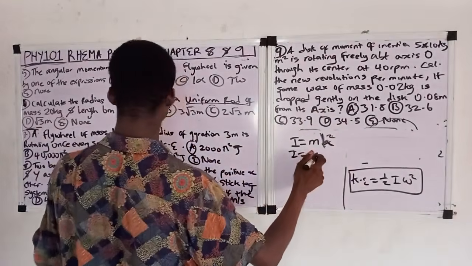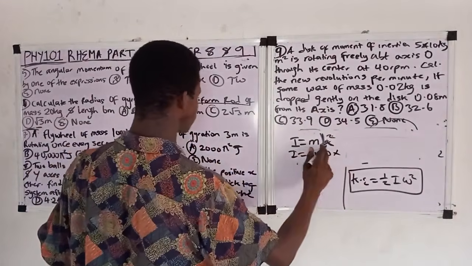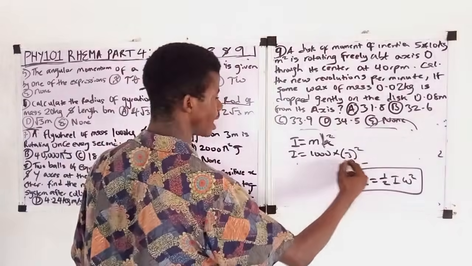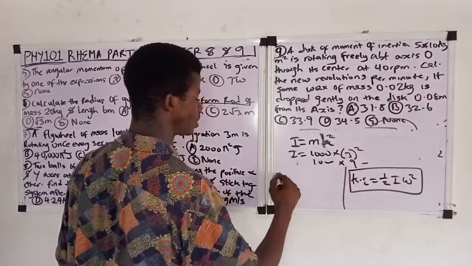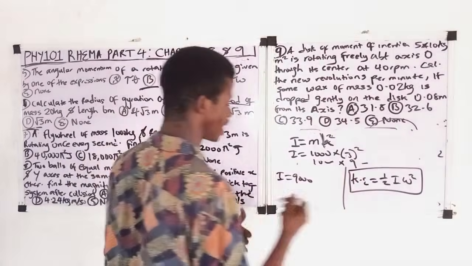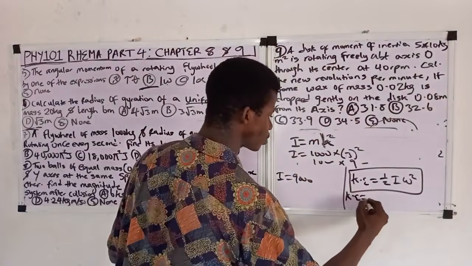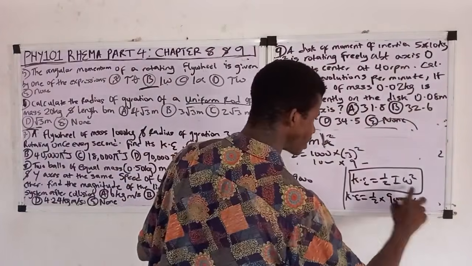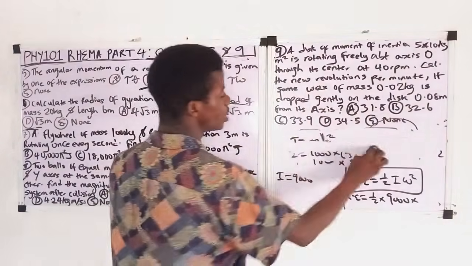So mass is 1000, times the radius of gyration, which is 3. So 3 squared is 9, and 9 times 1000 is 9000. So the moment of inertia is 9000, right? So kinetic energy will be equal to half times I, which is 9000, times the square of the angular velocity.